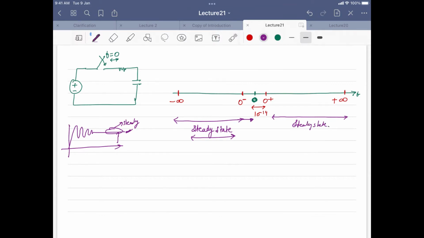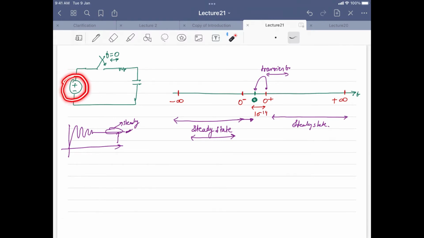And where is the transient? Specifically, in the last lecture I made a mistake. It will be from 0 to 0 plus that we have a transient in this region. And why is this transient happening? This is happening because there is a change in the environment which this source is actually looking into.